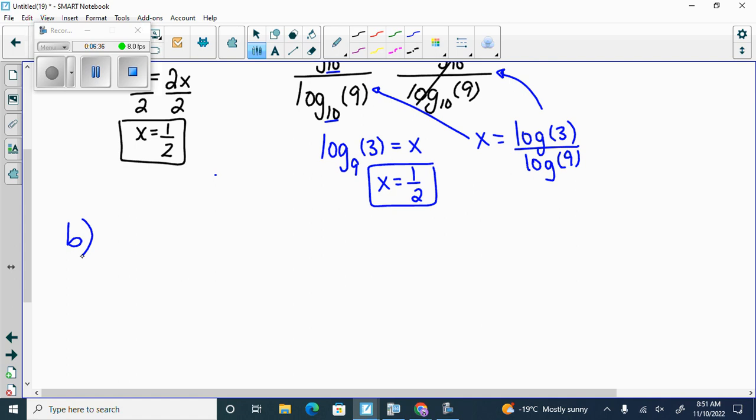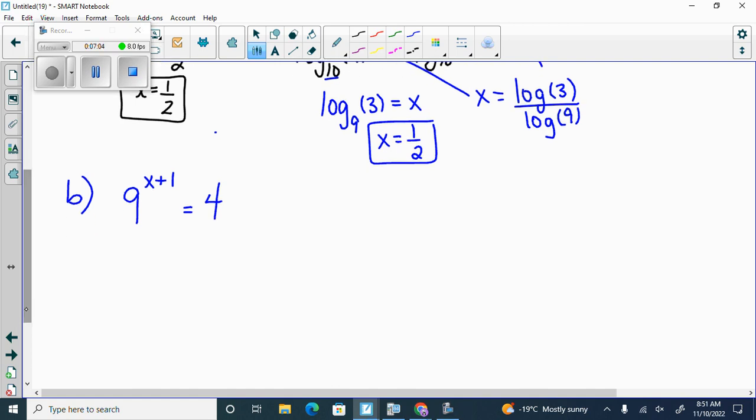So let's go 9 to the x plus 1 equals 4. I don't want it to be a nice common base. Can I make it common base? No. And it's a little harder than the previous one because I don't just have an exponent. My exponent is actually x plus 1. My exponent is a binomial. Okay? Making it a little more difficult. We're going to have to use more of those log laws. So what do we do when we can't make common base?